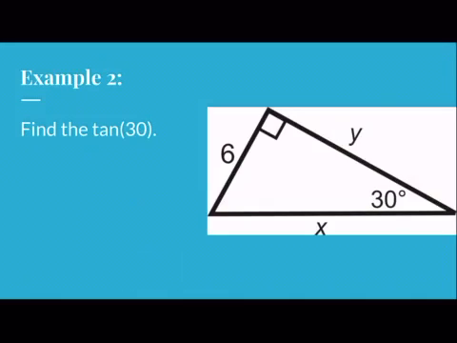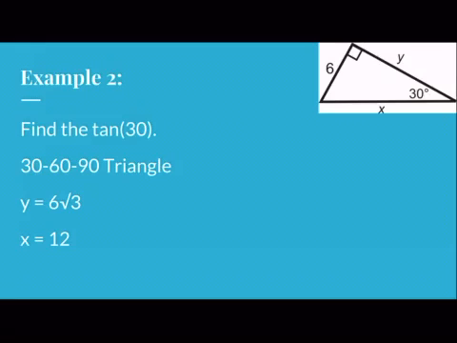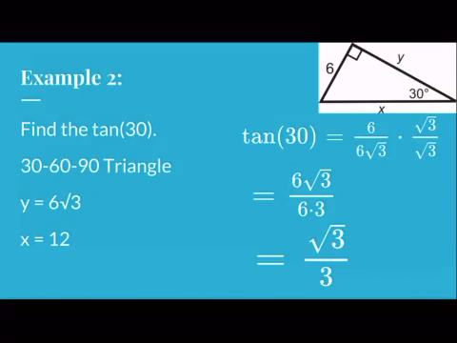Alright, so our second example, we're going to find the tangent of angle 30. Tan of 30. So remember, this is a 30, 60, 90 triangle. That short leg we're going to multiply by 2, and that will give us our hypotenuse. And we're going to multiply by the square root of 3 to give us our long leg. So here, it's a little more work, but not too much. Remember, our tangent is going to be opposite over adjacent.